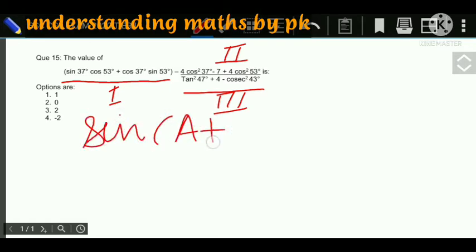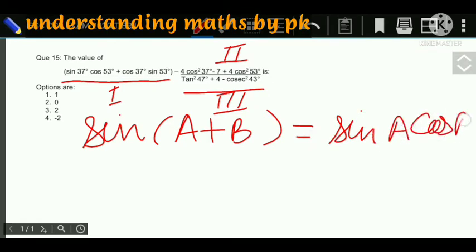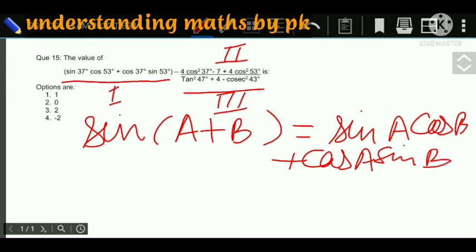Sine A plus B is equal to sine A cos B plus cos A sin B. So based on that, angle A is 37 degree and angle B is 53 degree.